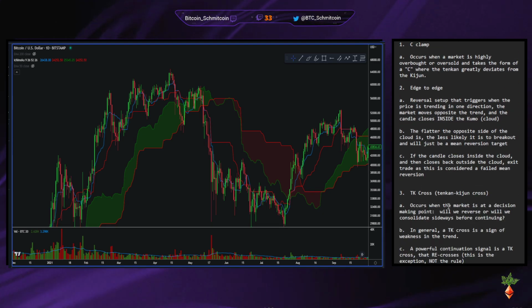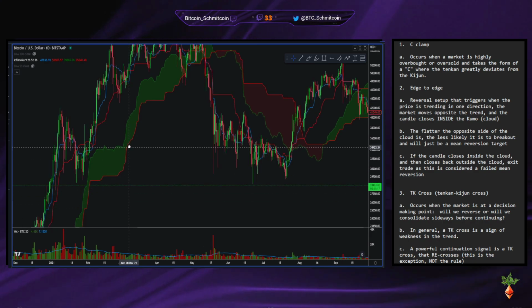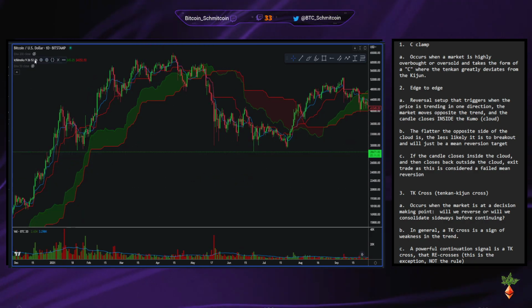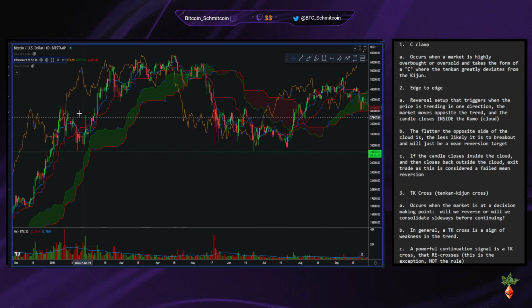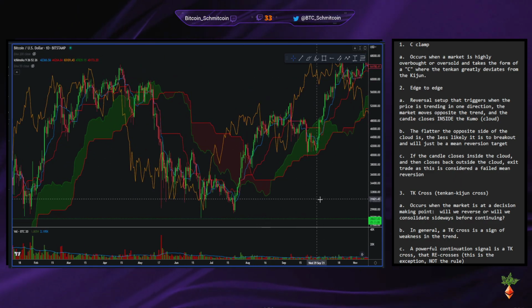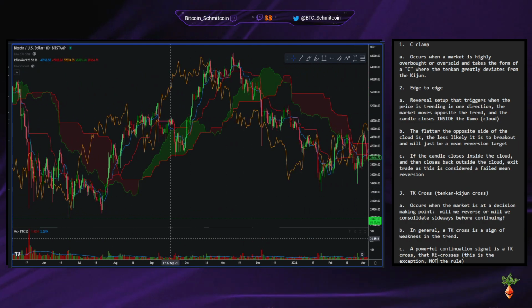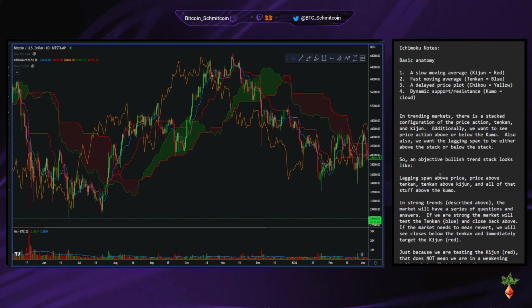I feel like I probably left some stuff out, but for the most part, that is Ichimoku Cloud 101 type stuff. There's a lot more nuance to it if you want to get crazy with it, but if you want enough to get by and just have an objective read of the market, that should be enough, right?